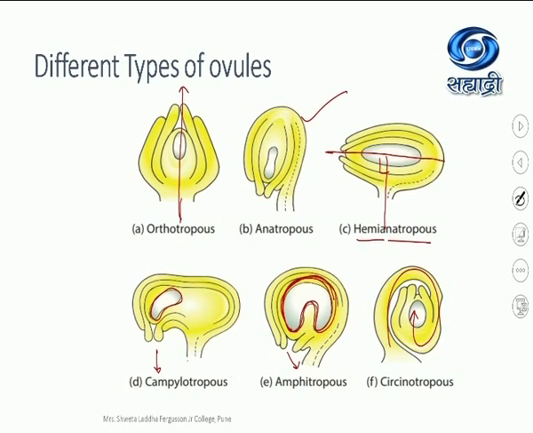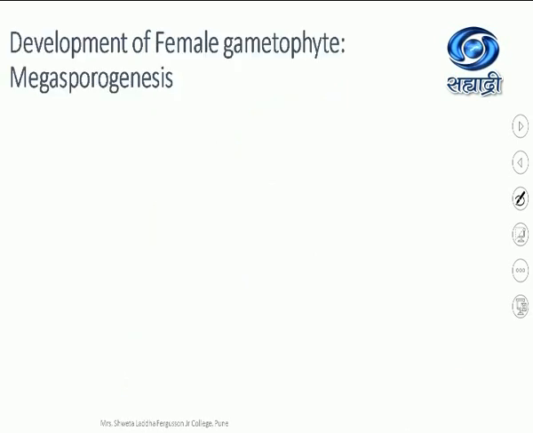You have this in your practical also. So you just revise the structure of anatropous ovule. A 3-mark question can be asked to draw and explain the structure of anatropous ovule. They may give you the diagram. They may ask you to tell the function or identify the parts of the anatropous ovule.